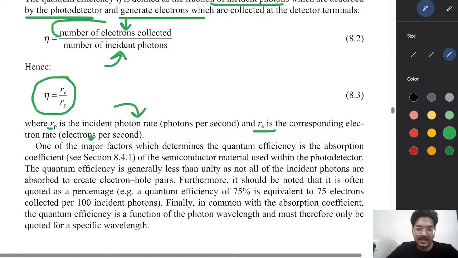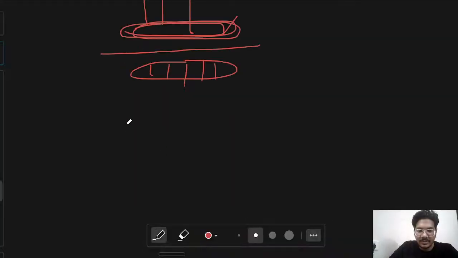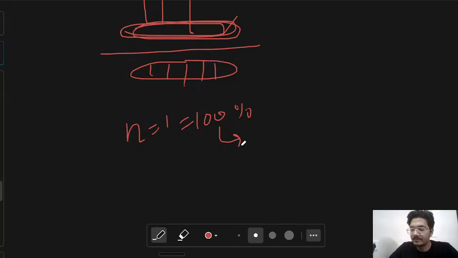What is the meaning of quantum efficiency? If eta is equal to one, this means 100%. When eta is 1, that means a 100% efficient detector. Every photon creates one collected electron.